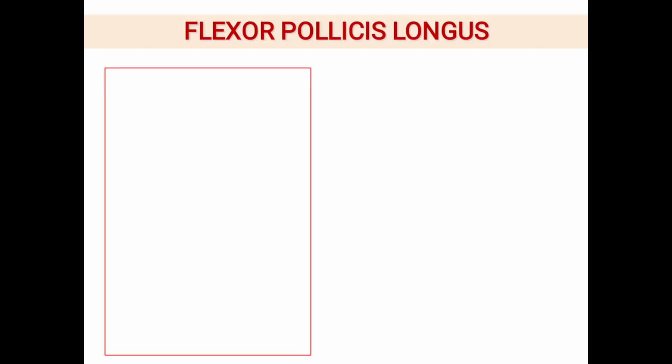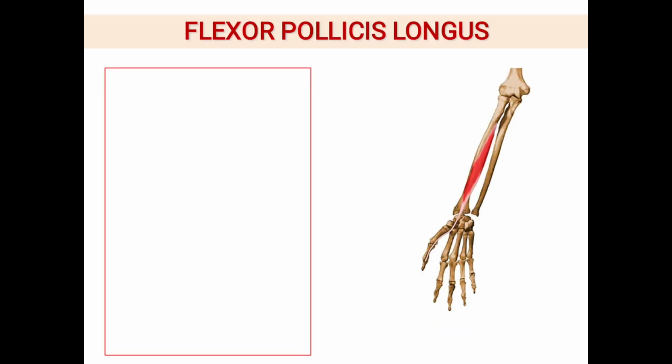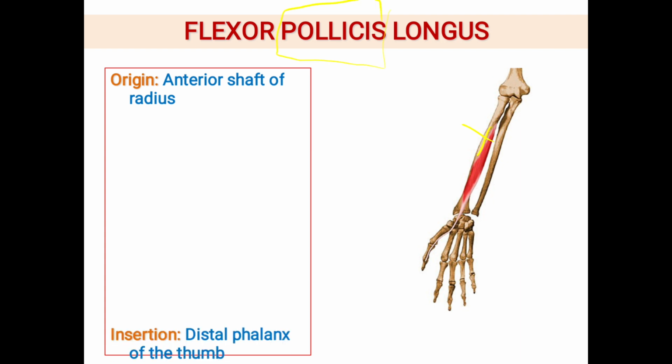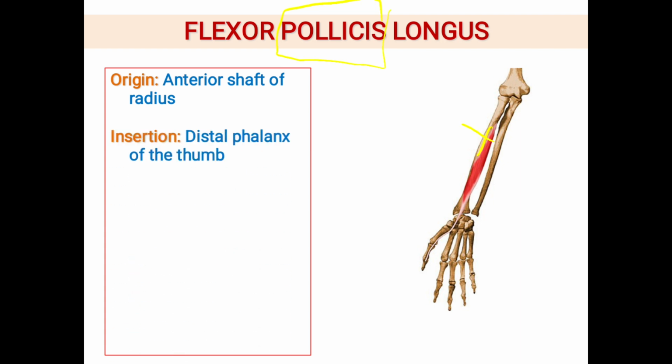So let's go to the first muscle, your flexor pollicis. When you say pollicis, you are now referring to the thumb. So the origin of your flexor pollicis longus is from the anterior shaft, that's the anterior shaft of the radius, and it is inserted at the distal phalanx of the thumb. Actually, in the hands, if you see longus, you are sure that the insertion is the distal phalanx. So from the radius, it is inserted to the distal phalanx of the thumb.